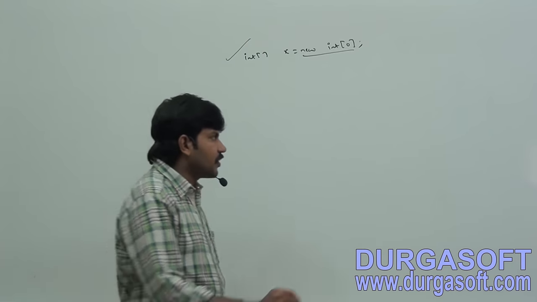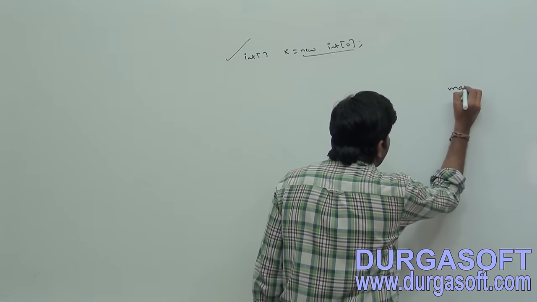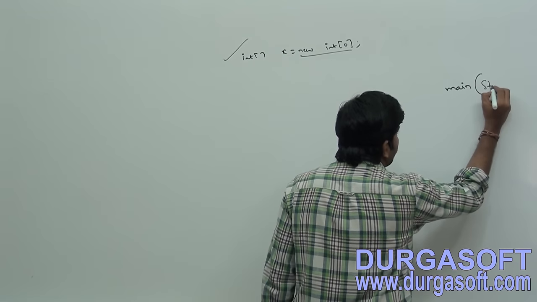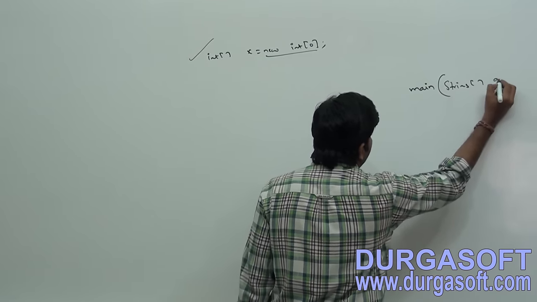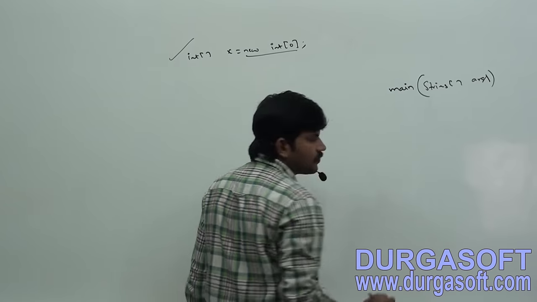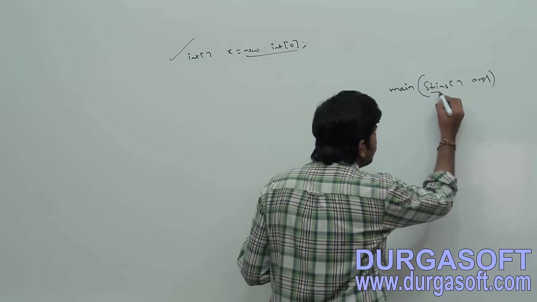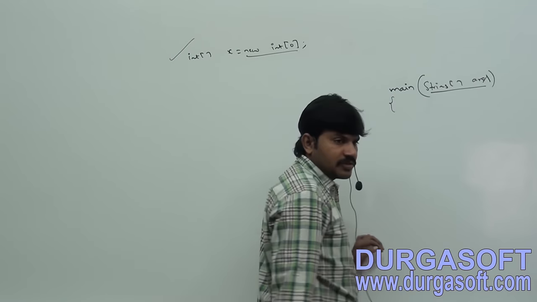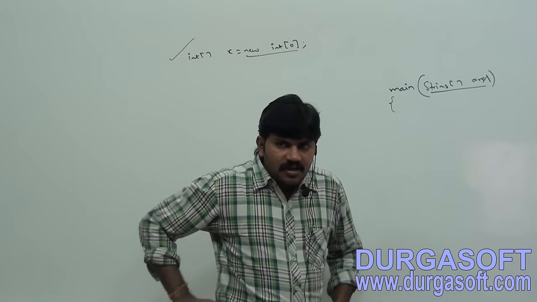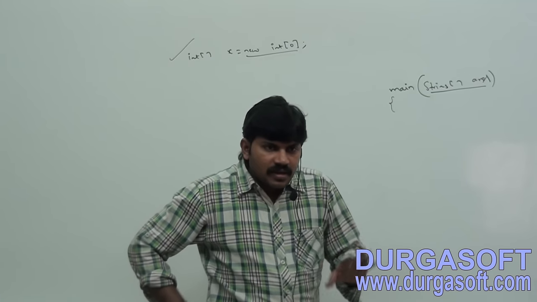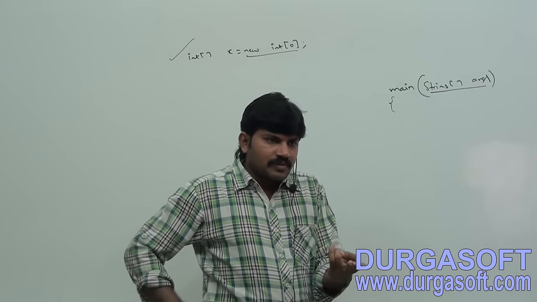Sir, here is the best example for you. We have the main method. What is the argument to the main method? String array args. The argument to the main method is String[] args. Now, what are these? Command line arguments. But how many times are you passing command line arguments? If I execute 100 times, maybe one time or two times.